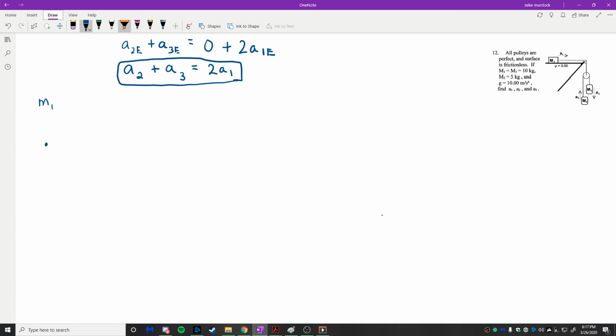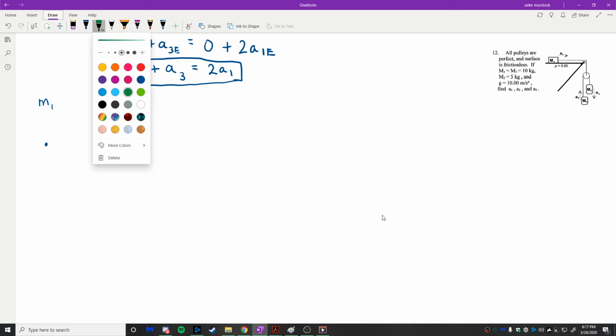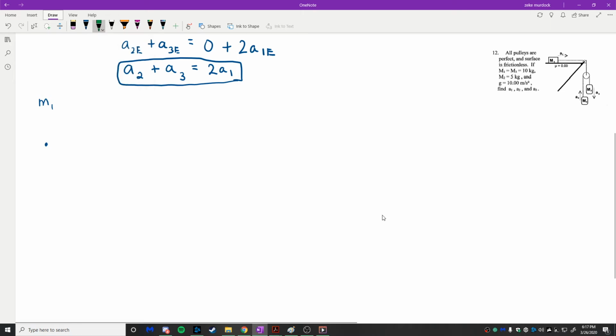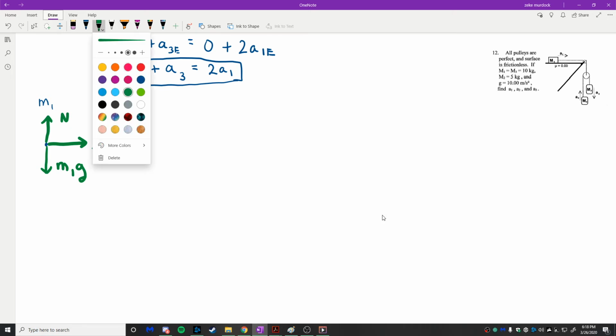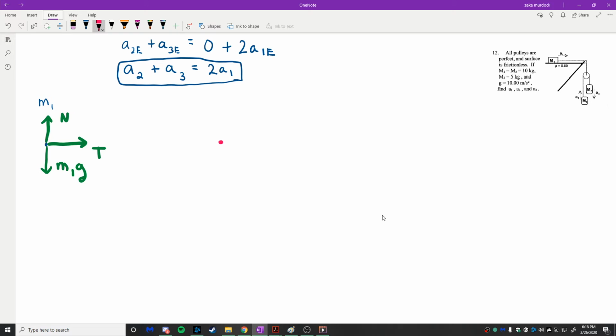So on M1, the forces are going to be tension going this way. There's going to be a normal force that acts up this way, and then we've got M1G pointing down, right? Those are the forces acting on M1. Acting on M2, let's come over here, this should be enough room. The forces on M2, what are those going to be?